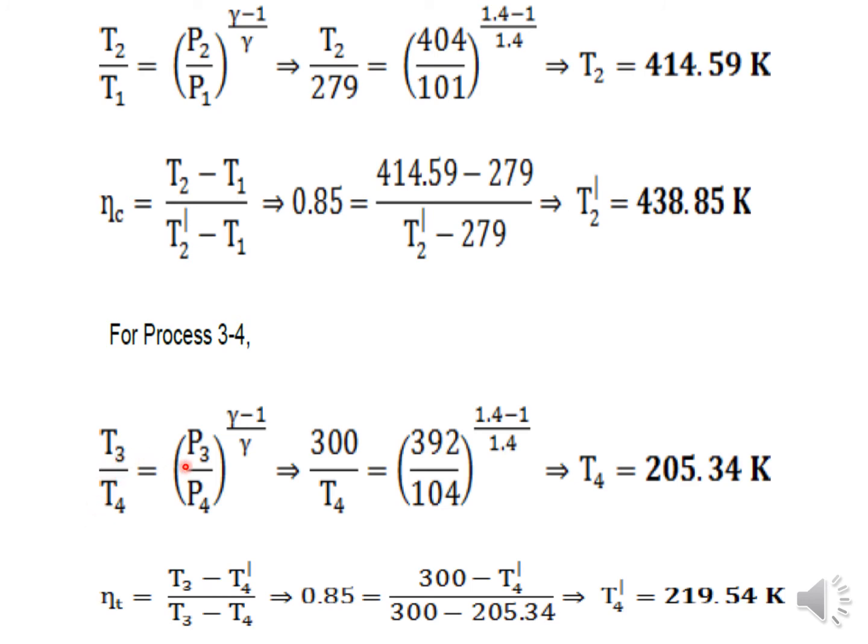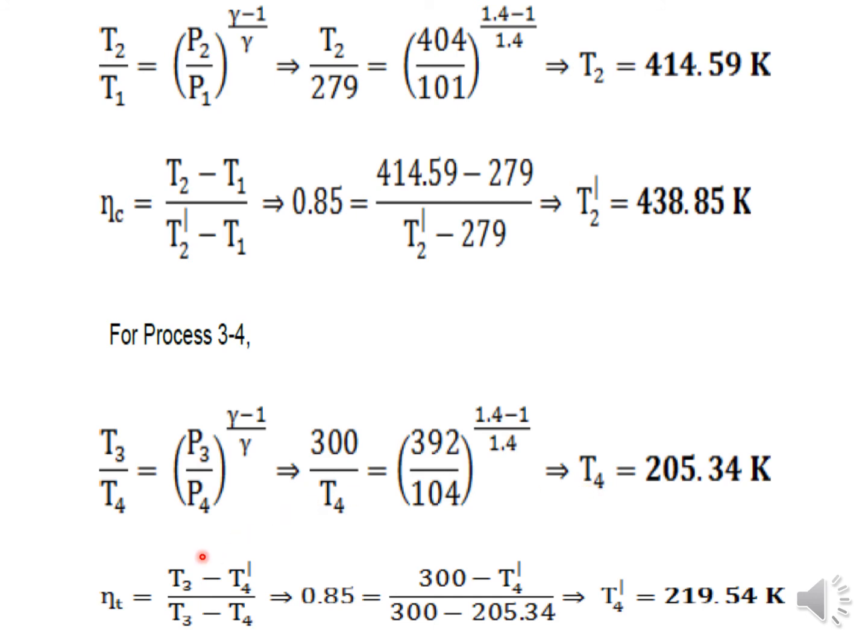T3 is given, P3 is equal to P2, and P4 is equal to P1, not P3 is equal to P2. Considering loss, P3 is 392. Here also considering loss, P4 is 104. So don't make mistake. Again, I was just taking the previous values. Don't make these mistakes. So from this, you should note down the T4.